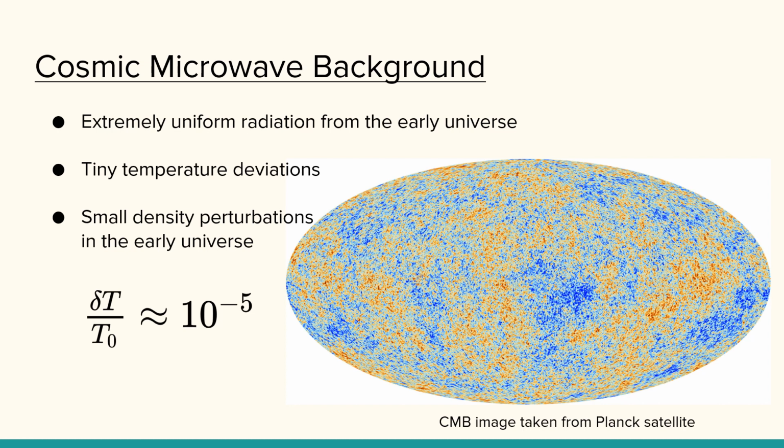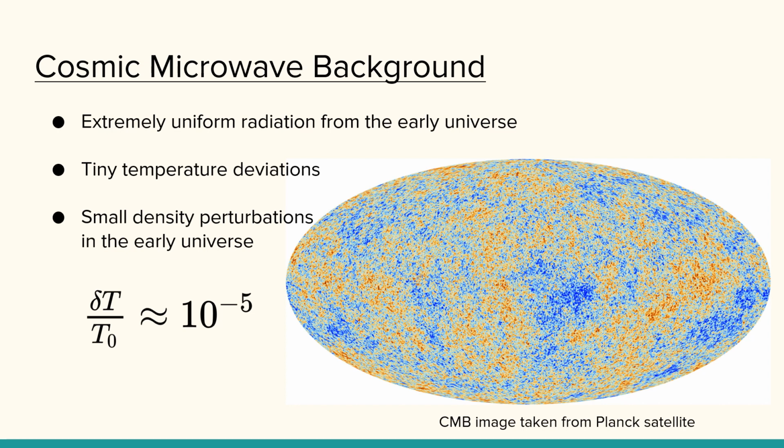So the extremely uniform radiation that was emitted during the early universe as it cooled down from an opaque hot plasma. Now, if we look at the CMB image taken from the Planck satellite, we see that there are these temperature deviations, even though it's extremely uniform. If T0 is the mean temperature, then the deviations with respect to the mean are roughly of 10 to the minus 5, so incredibly small, but they hint of evidence that there were density perturbations in the early universe.